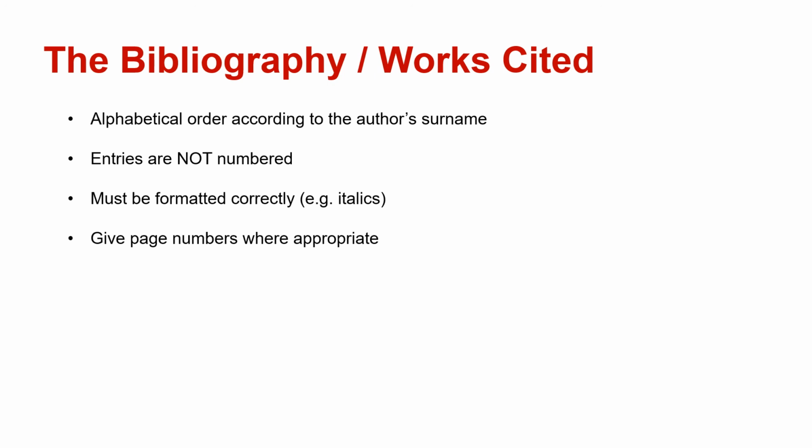For instance, a book title must always appear in italics. And it's important that you check how different sources should be formatted. And page numbers should be given where appropriate. For instance, for a journal article, it doesn't span the full length of the journal. You give the page numbers there where it's a particular span.